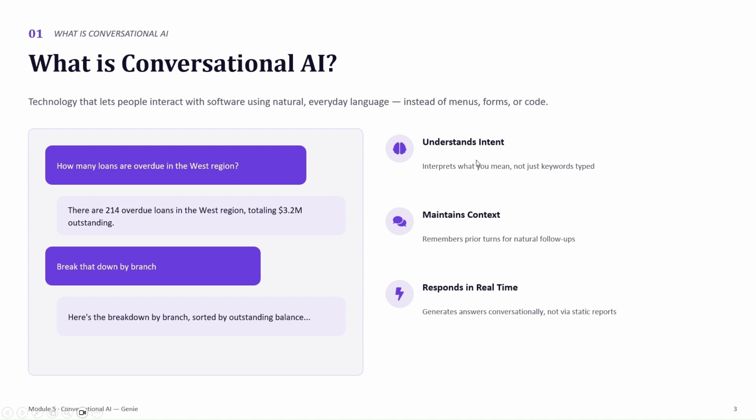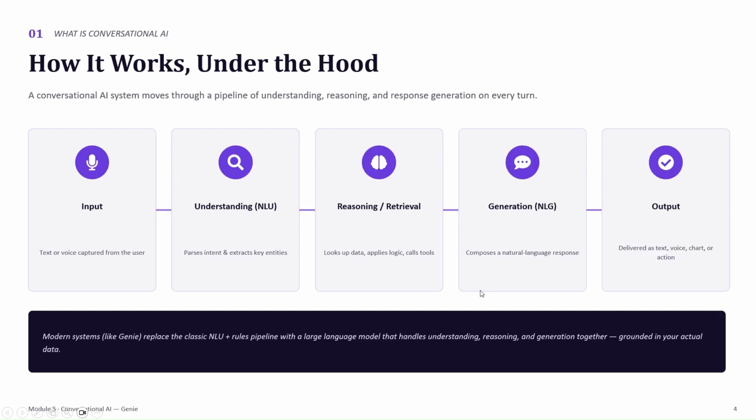Internally, it is trying to understand the intent. It is maintaining the context. When you said break it down by branch, it didn't ask you what. It understood automatically that we have to break the loans down by branch and show them. That is how it maintains the context, and it tries to respond in real time.